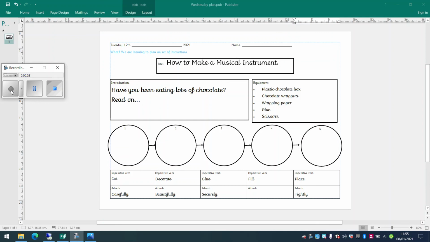You will need to keep these sheets ready for tomorrow when we will be writing our instructions. Okay, so I will be back tomorrow helping you to use this plan.